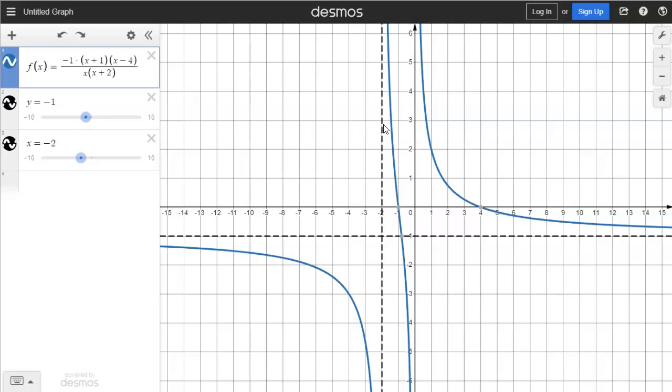And then we need a horizontal asymptote at -1, and you can see too that we have the horizontal asymptote at -1. All right, so that takes care of that example. I'll meet you for the last example.